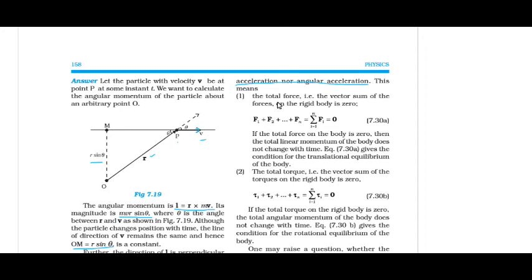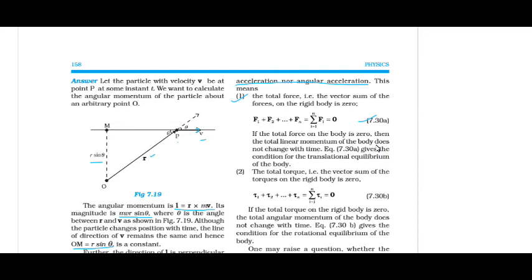This means the total force, that is the vector sum of the forces on the rigid body, is zero. That is F1 plus F2 plus dot dot dot Fn equals sigma i equals 1 till n Fi equals 0. If the total force on the body is 0, then the total linear momentum of the body does not change with time. Equation 7.30a gives the condition for the translational equilibrium of a body.